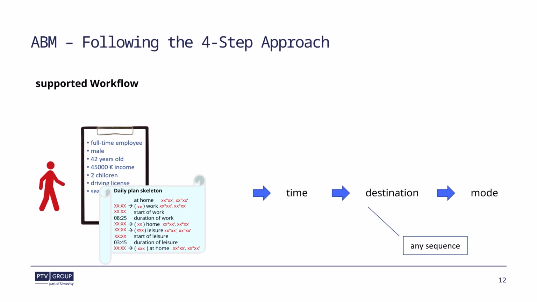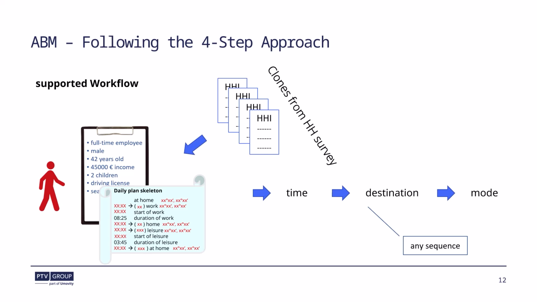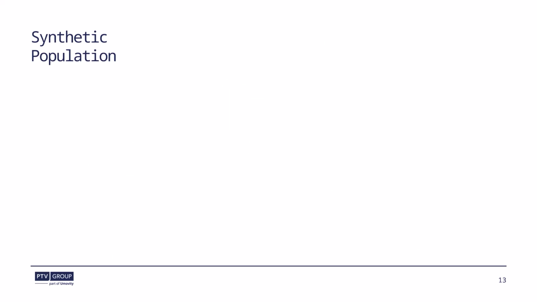Okay, the question is, how do we get these persons, this synthetic population? We get that from a household survey, from a household interview survey. Actually, we clone existing persons from a certain survey and put them into our model. Okay, how does that work? How do we create a synthetic population based on a sample from a household interview survey?